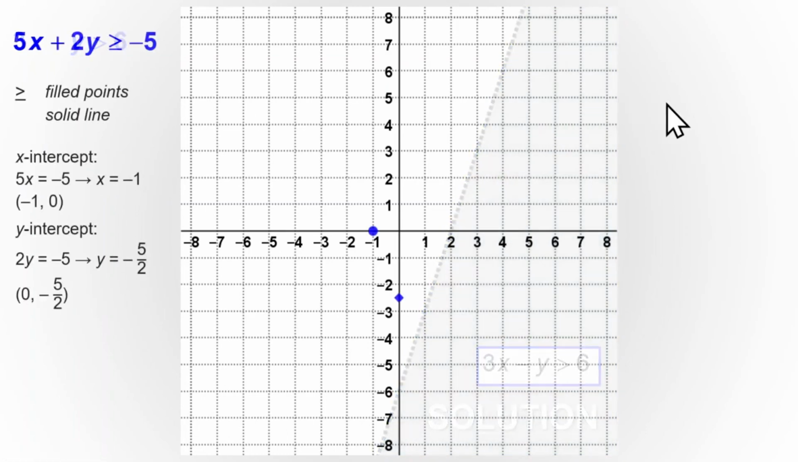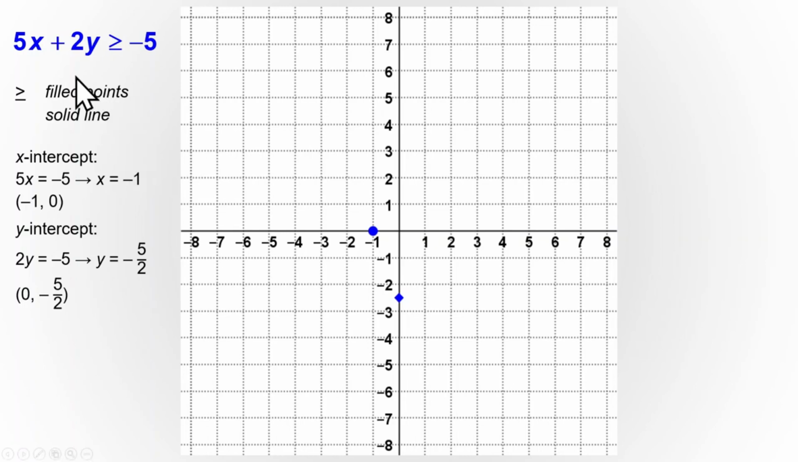Third example. 5x plus 2y is greater than or equal to negative 5. Now we have a greater than, and more specifically, or equal to symbol. That means filled points. These points will be included. That's why we say it's a solid line. Every point that's on here is going to be included.